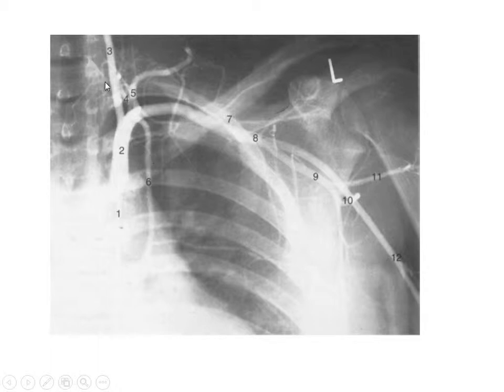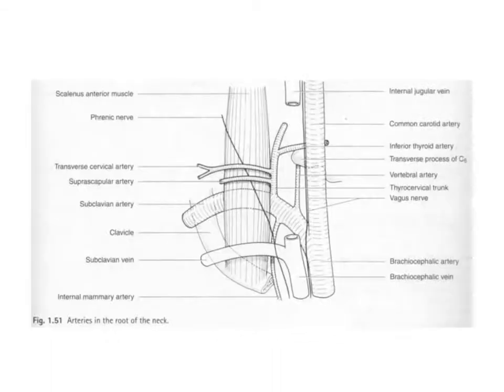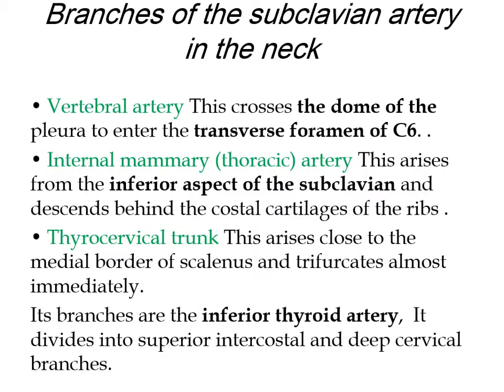This is the vertebral artery. The first part gives the vertebral artery, the internal mammary artery, and the thyrocervical trunk, which gives branches including the inferior thyroid artery. The internal mammary artery is important because it is commonly used in CABG, coronary artery bypass grafting. They suture the artery to the heart and it gives extra blood to the heart in cases of MI and things like that, so it is very important. These are the branches of the subclavian artery.